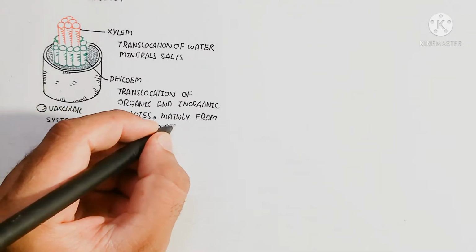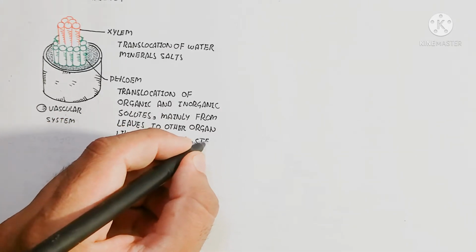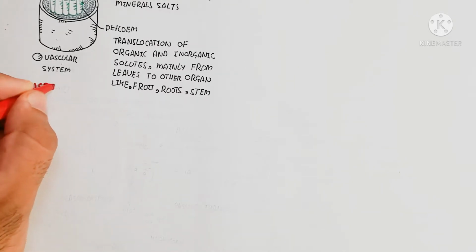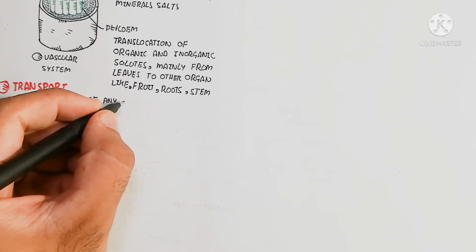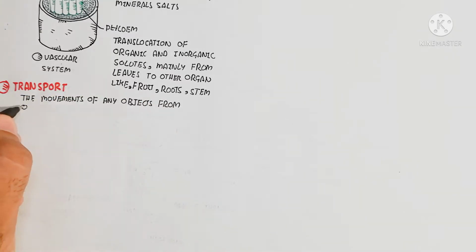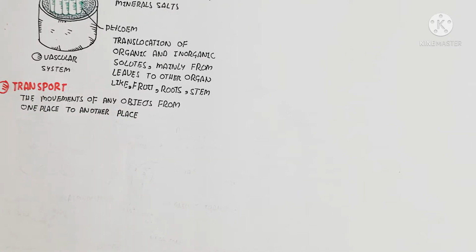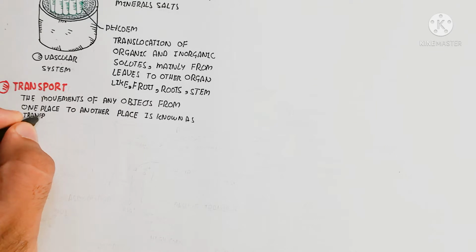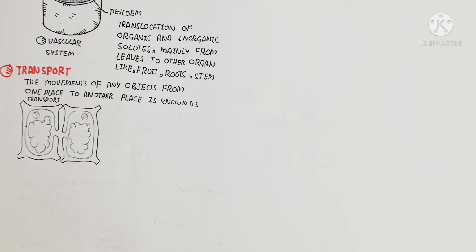So transport is another concept: the movement of any object from one place to another place is known as transport. Translocation and transport are similar, but translocation occurs in the xylem and phloem, while transport occurs within the cell via plasmodesmata.